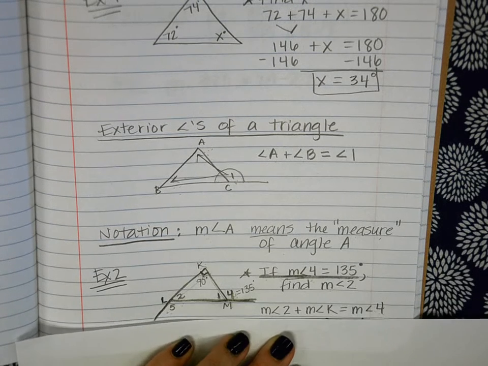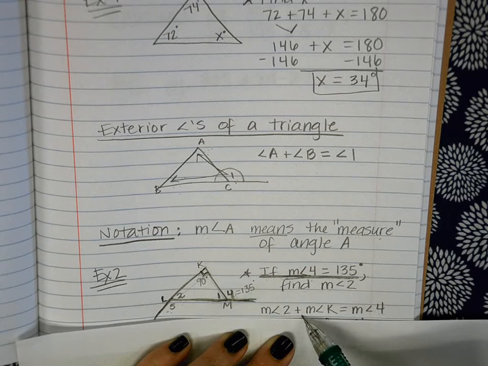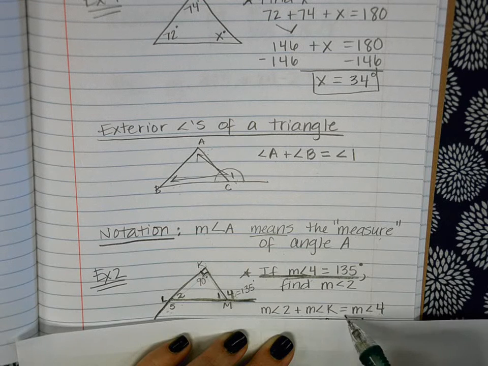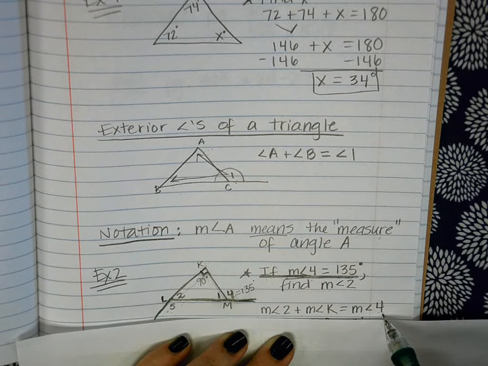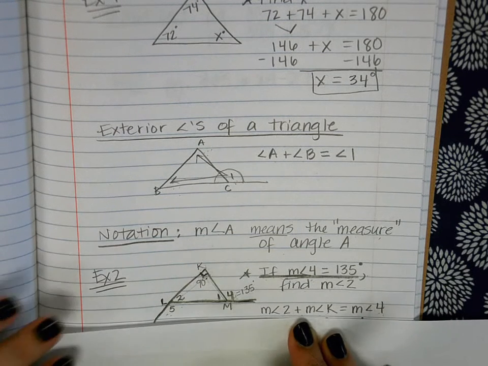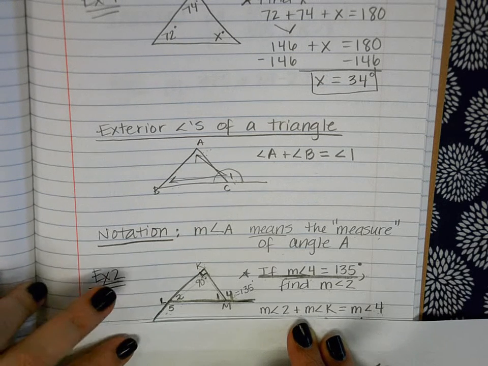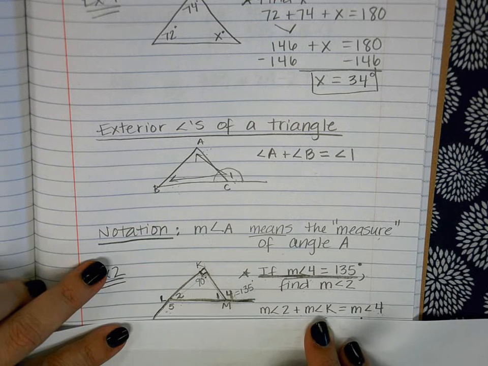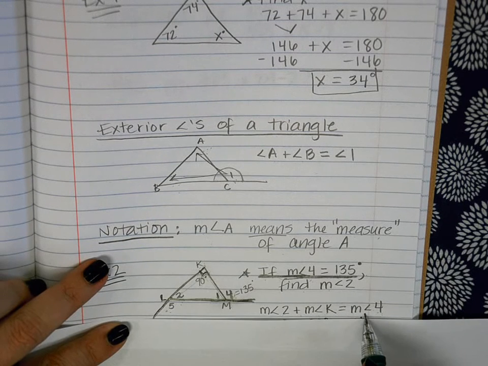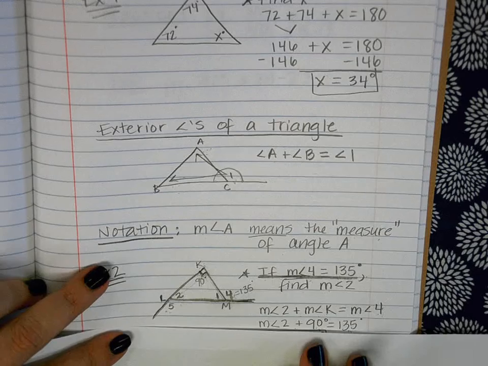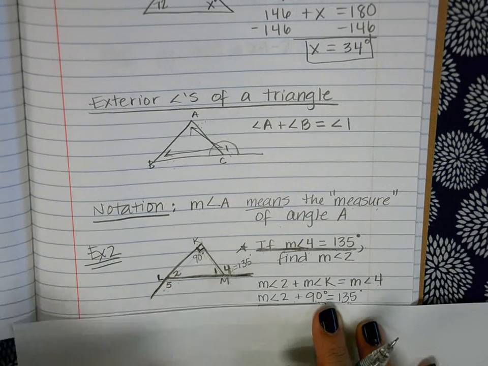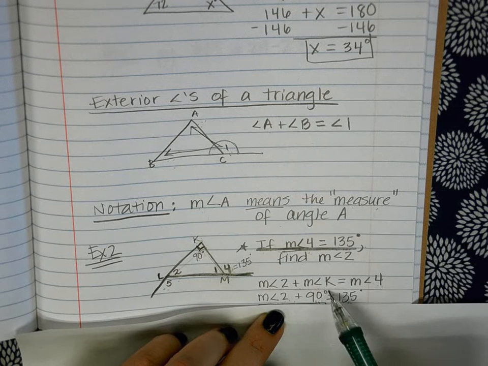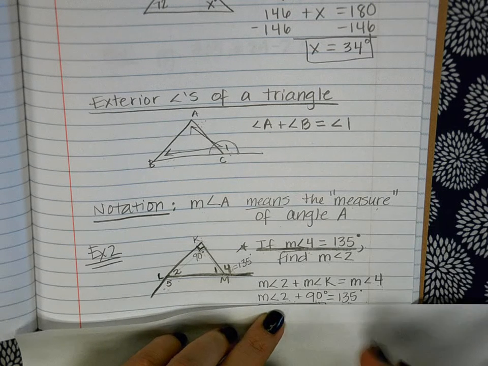So I take the measure of angle 2 plus the measure of angle K, which is up here, and that has to equal the opposite exterior angle, right? Now I just plug in what I already know. Do I know 2? I don't know 2. Do I know K? K is 90. And do I know 4? 135. So this is how you set it up. So I say, okay, the measure of angle 2 plus 90 degrees equals 135.